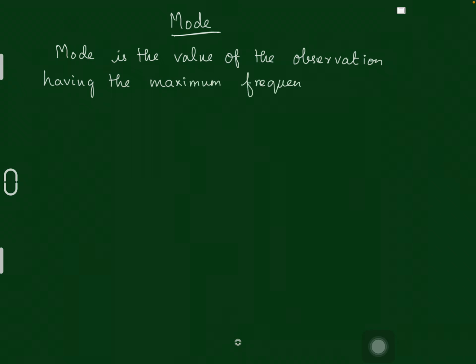In your lower classes you have learned how to find the mode of the given raw data. Here I am going to introduce you to find the mode of grouped data. How to find the mode of a grouped data?